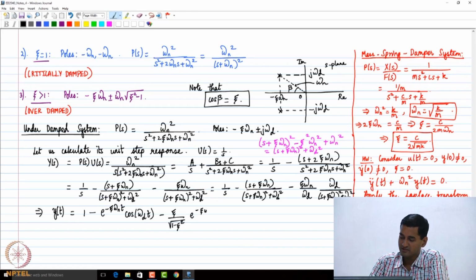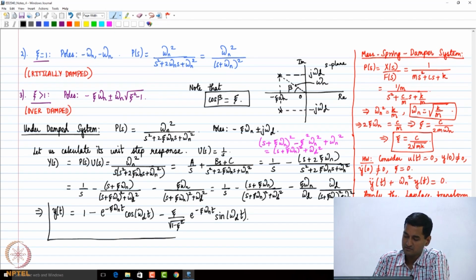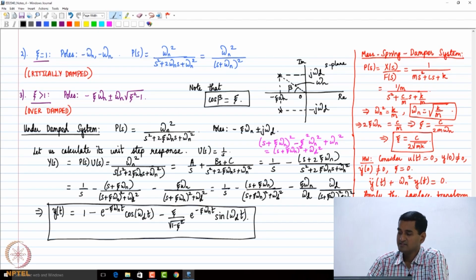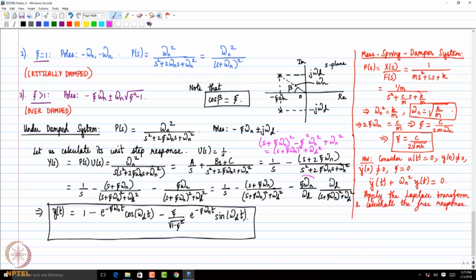And this is going to be e power minus zeta omega n t sin omega d t. See, this one is just zeta omega n divided by omega n times square root of 1 minus zeta square. So, omega n cancels off, that is why I am left with zeta by square root of 1 minus zeta square, right? And this is that expression, right? Please remember, we wrote this, right?